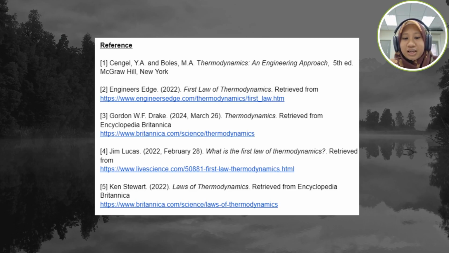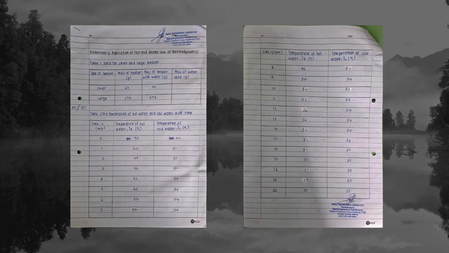Reference. This is the reference that we are using in this experiment.